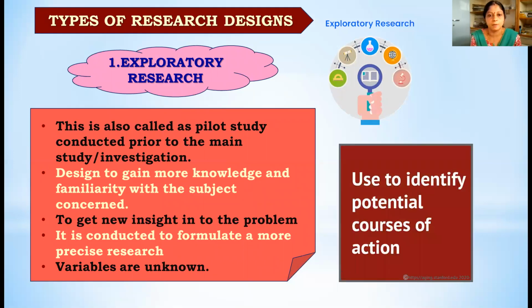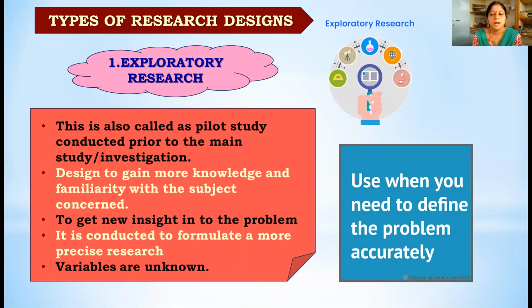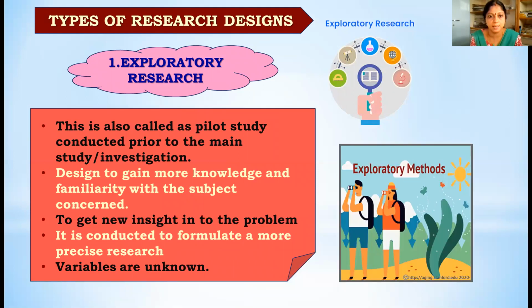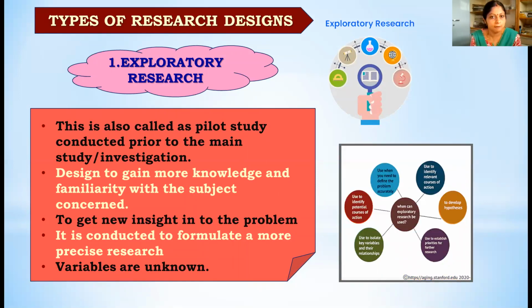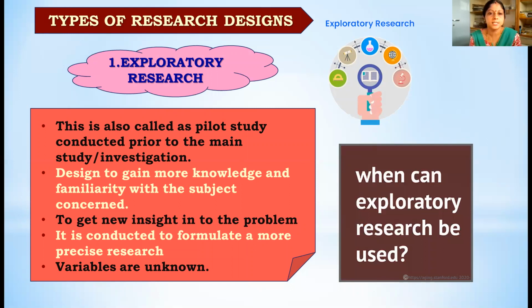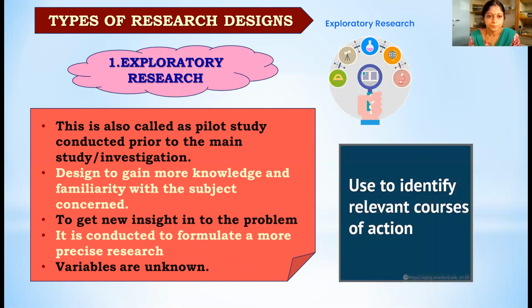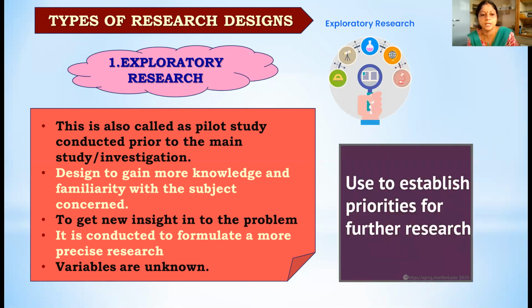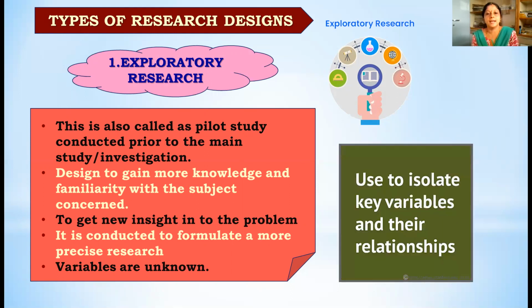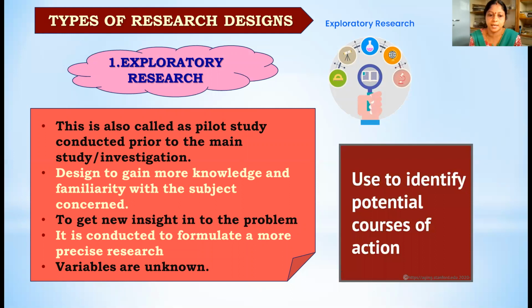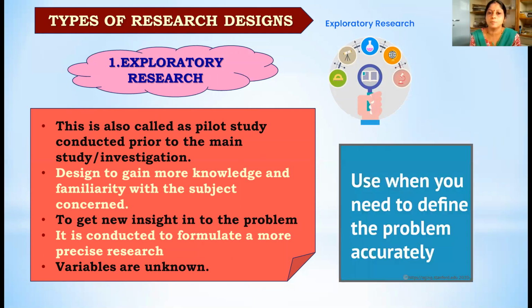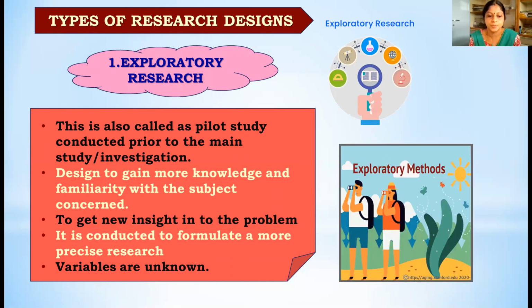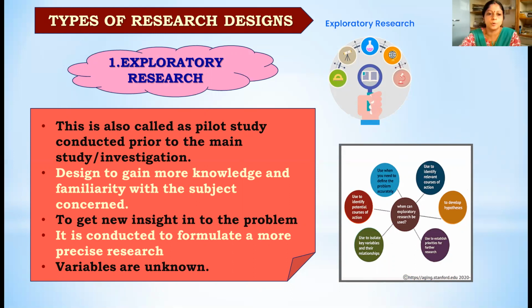For example, contract farming. Contract farming is a great venture, and they conducted exploratory research on how contract farming is useful for small and marginal farmers, and how it is helpful for the farmers to get better returns. They are just exploring the things. Based on the exploration, or on getting knowledge or familiarity with the subject, they get a new insight into the problem which exists there. And based on that, they formulate a precise research, or a specific research is to be conducted in a specific area. That is what is called exploratory research.